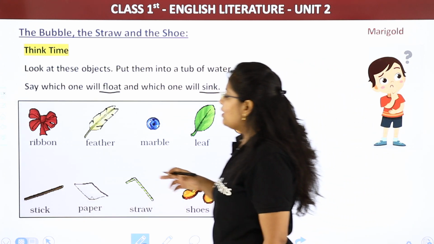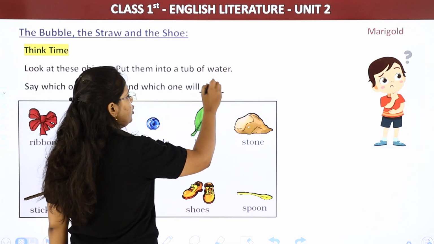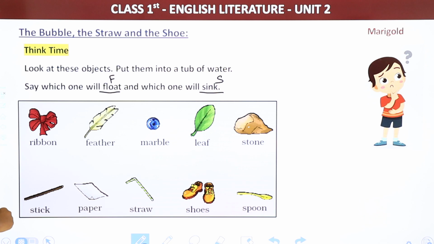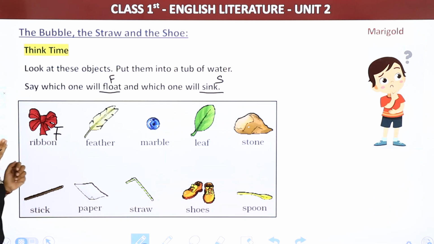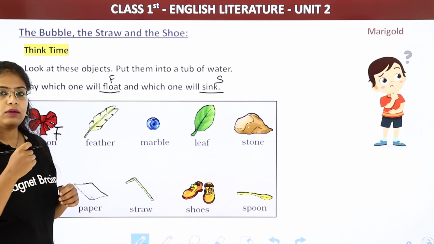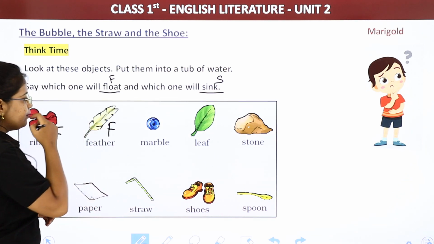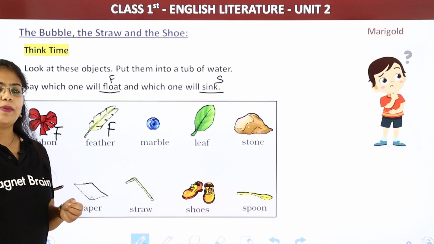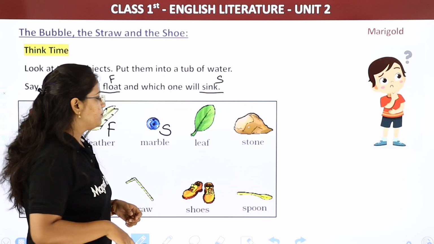So if the things will float, we will write F, and if the things are going to sink, we will write S. Understood? Chalo. Ribbon. Ribbon is very light, it will not sink, so it is float. ऊपर ऊपर रहेगा. Feather, पंख बहुत light है. F ऊपर ऊपर रहेगा. Marble. कंचा देखा है आपने? कंचा. कंचे को पानी में डालोगे तो वो सिंक हो जाएगा, मतलब डूब जाएगा.